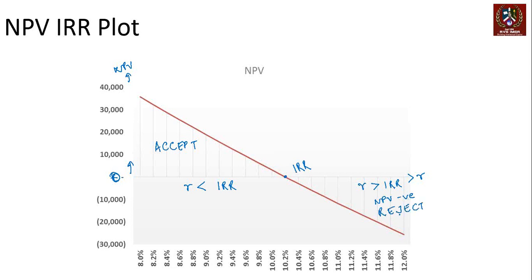Reject the project here. So at any borrowing rate or cost of borrowing for a particular project of less than 10.21%, you accept the project. Anything beyond that, you reject the project. That is the beauty of an NPV IRR plot, that it very clearly demarcates and tells us the point where you break even on the project.